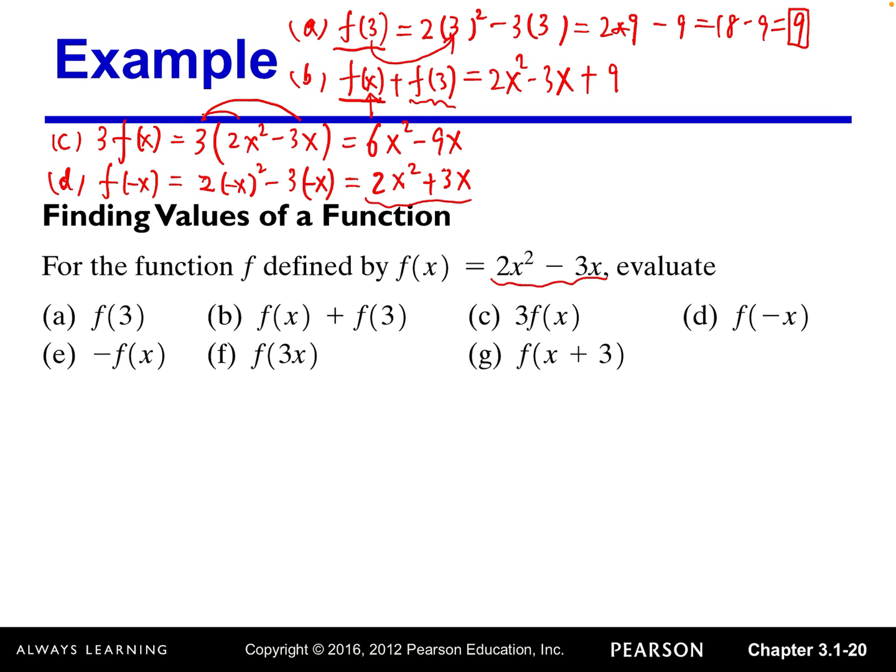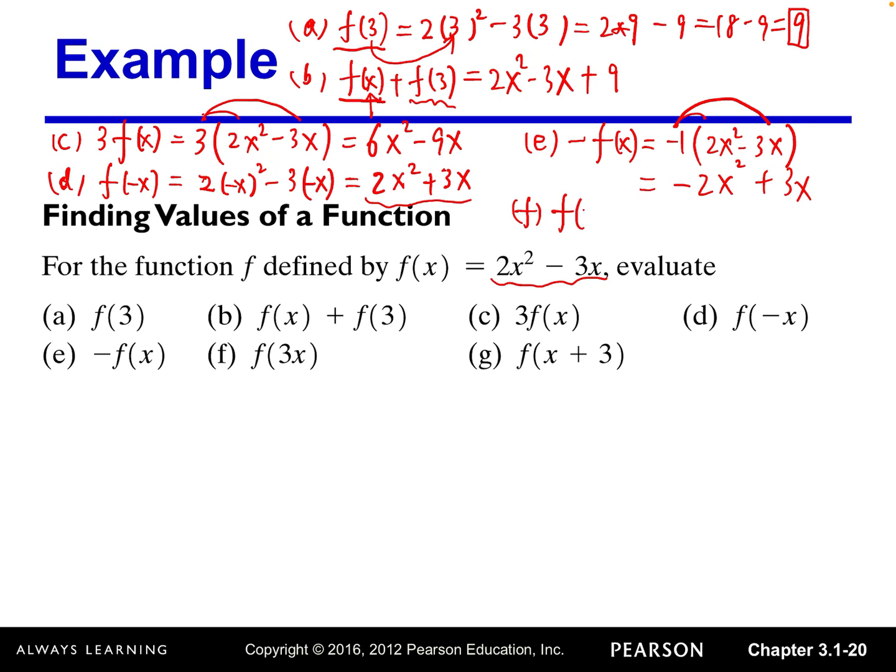And then e is negative of f of x. This is the same as negative 1 multiplied by f of x. By definition, f of x equals 2x squared minus 3x. So now negative 1 needs to be distributed in. That equals minus 2x squared plus 3x. Minus 1 times minus 3x is positive 3x. So that's e.